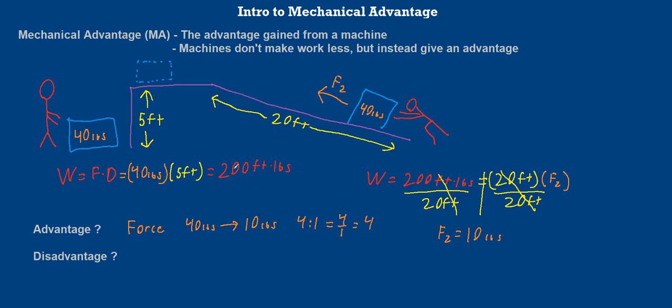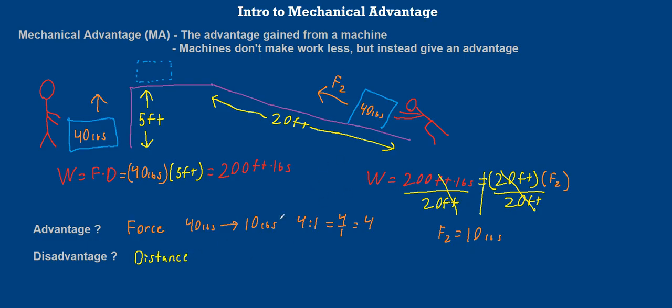And so what is the disadvantage? Is there a disadvantage? Well, I would argue there is, because if you look, we started out just going straight up. We just lifted this thing straight up, and we said, okay, well, that went 5 feet. Now we have to push it a distance of 20 feet. So the disadvantage of the system is pretty obvious. It's distance.